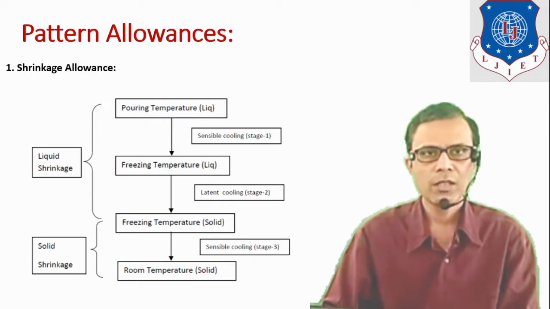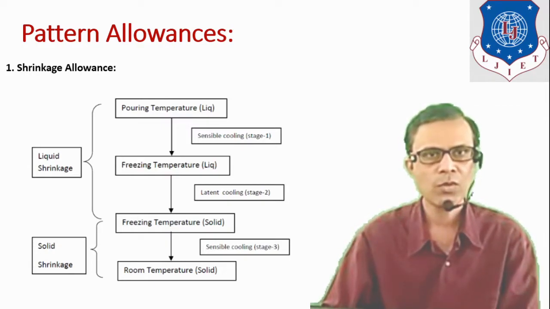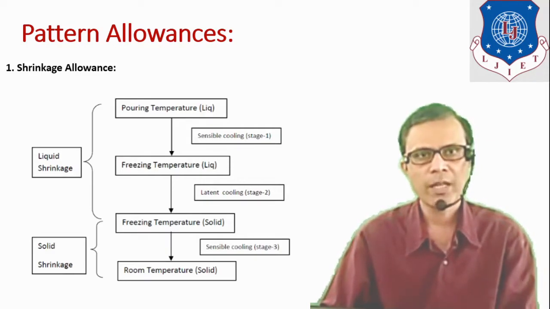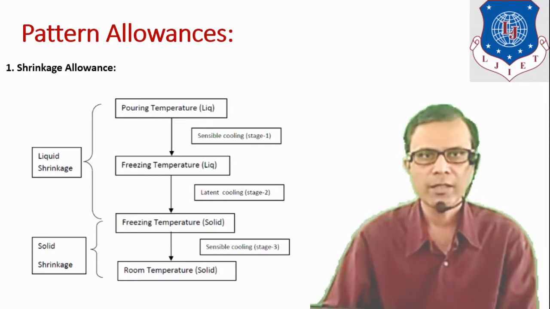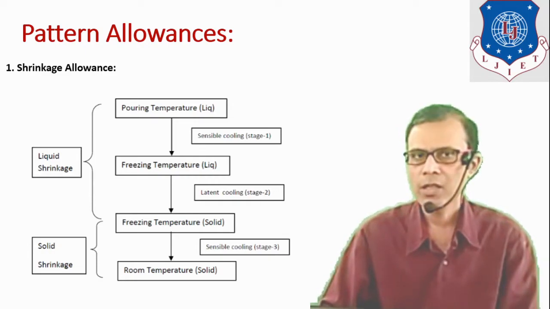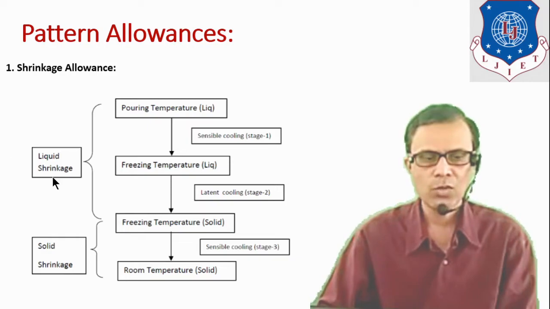We know that molten metal is allowed to solidify or cool down for the formation of a casting. So when molten metal is solidified, there will be some decrease in volume. That decrease in volume can be compensated with the shrinkage allowance. So there are two stages, liquid shrinkage and solid shrinkage.